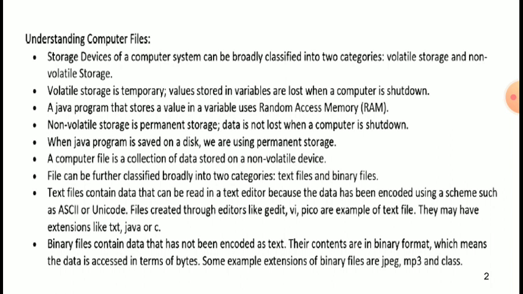Next, second is binary files. Binary files contain data that has not been encoded as text. Their contents are in binary format, which means the data is accessed in terms of bytes. Some example extensions of binary files are .jpg, .mp3 and .class. So that is a binary file.